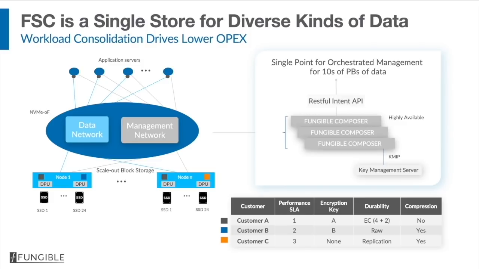Ease of use is further enhanced by the fact that the customer does not need to manage multiple data silos, because we can support diverse kinds of data in a single store. In the example on the bottom of the chart, we show three different customers all storing their data on the same fungible storage cluster with different encryption keys, different durability requirements, different compression requirements, and each of them has their own performance SLA, which we guarantee. And this is all handled within a single storage cluster. The ability to consolidate workloads and simplify the infrastructure drives OpEx down further because the customer doesn't need multiple silos.